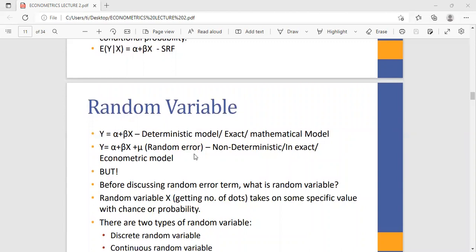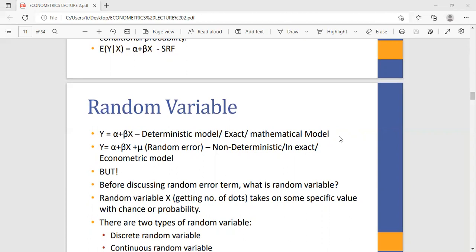Now you can see here that the first equation is called a deterministic model, exact model, or mathematical model. Now, what does it mean? Its meaning is that variation in y is 100% explained by variation in x. So this is called a deterministic model or mathematical model. This model says there is no other variable in this universe which can add to the explanation of the dependent variable y.